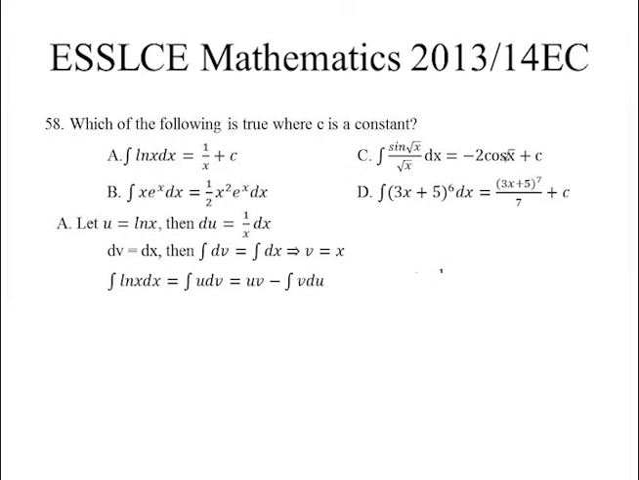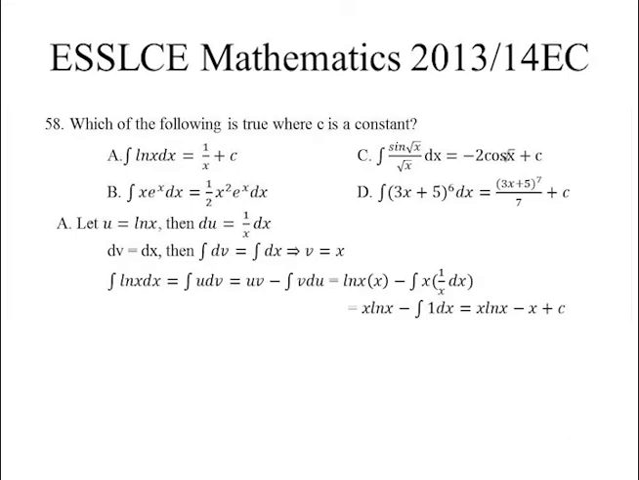So let's substitute our givens. u means ln x times v means x, minus integral of v means x times du means 1 over x dx, which is equal to ln x times x is simply x ln x minus, x crossed out by x, we are left with integral of 1 dx, which is equal to x ln x minus integral of 1 dx, which is simply x plus c. So choice A is not correct.